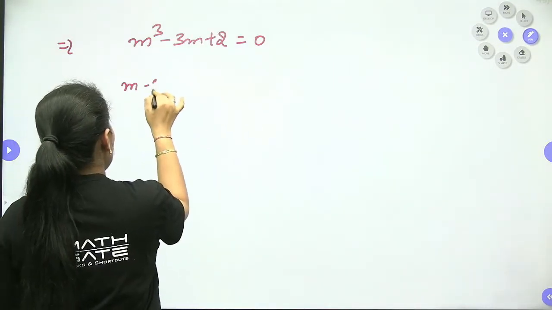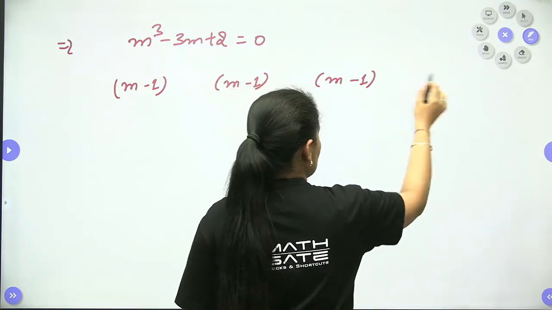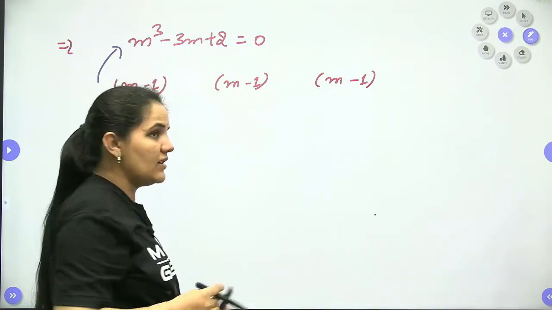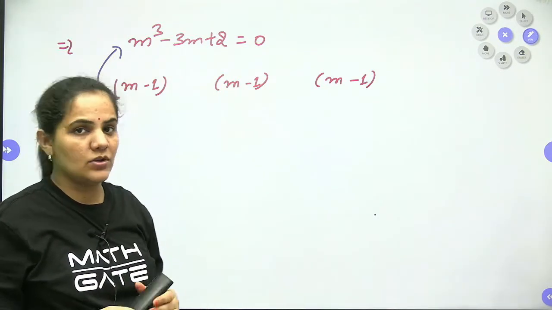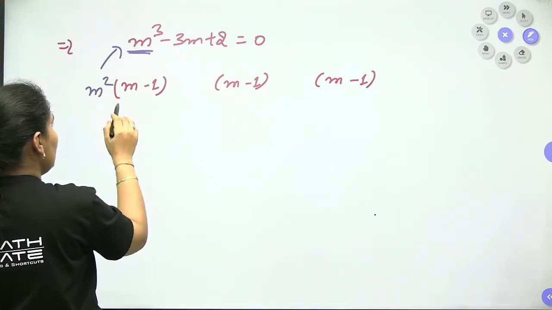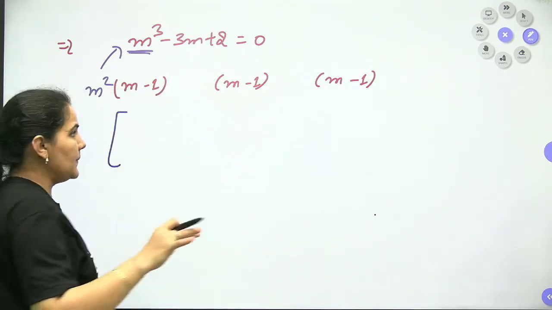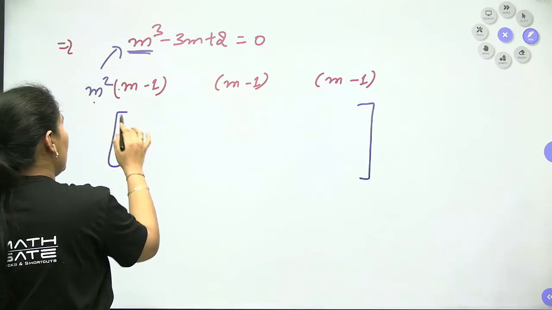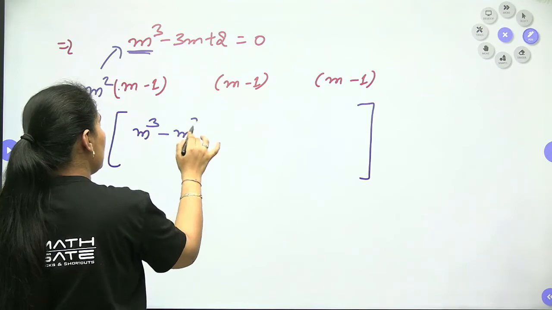So we can write here m minus 1. We want a cubic equation, so we have to write m minus 1 three times. We have to make this equation from the factor m minus 1. First of all I have to make m cube, so the first factor will be m square. Whatever the multiplication is, I will write it here. This is just a rough portion, just for the cross check. m square into m will be m cube, and m square times minus 1 will be minus m square.